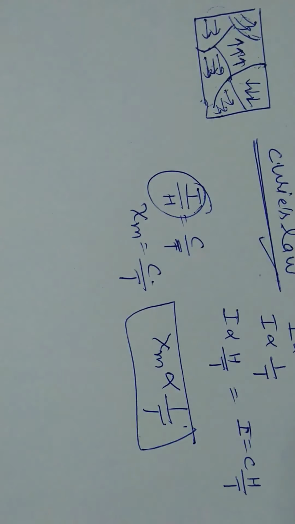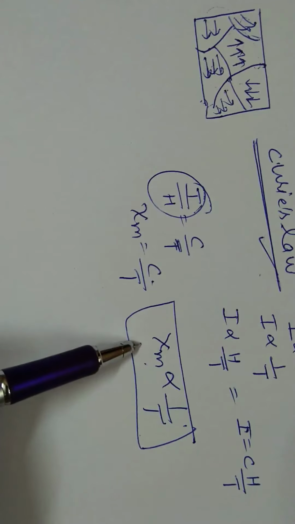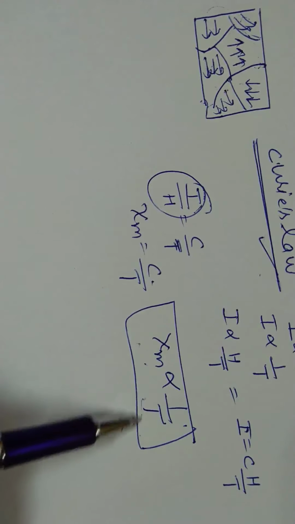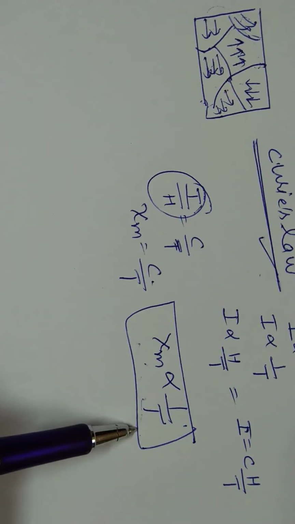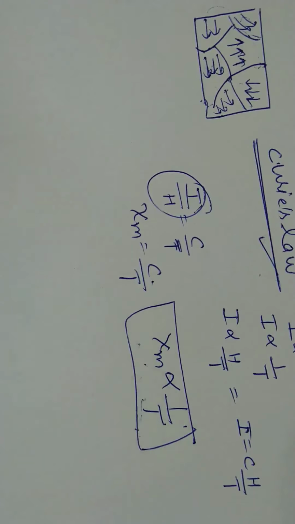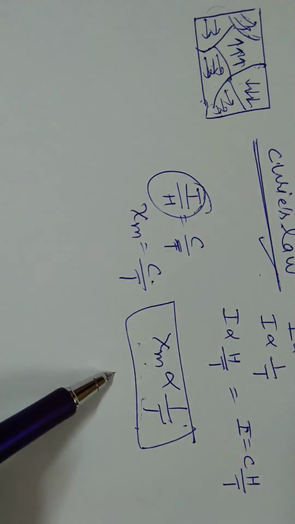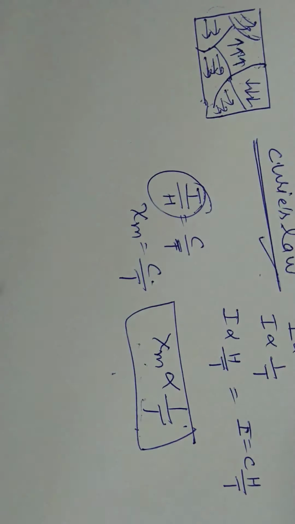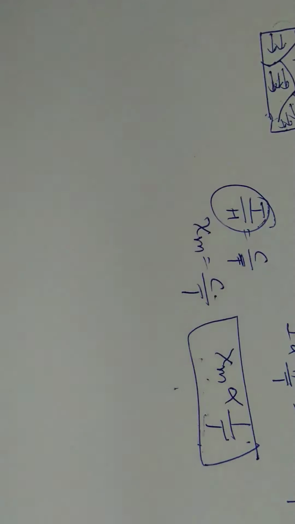This is called the Curie law of magnetism, where the susceptibility is inversely proportional to the absolute temperature. The Curie temperature is defined for ferromagnetic material: above this temperature the ferromagnetic material loses its ability to be magnetized. Then we have the properties of these materials.